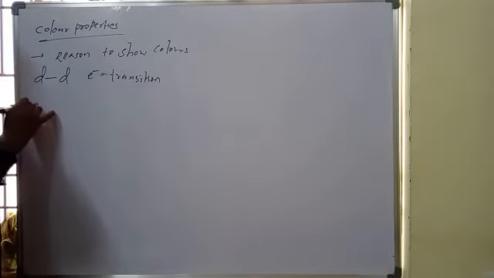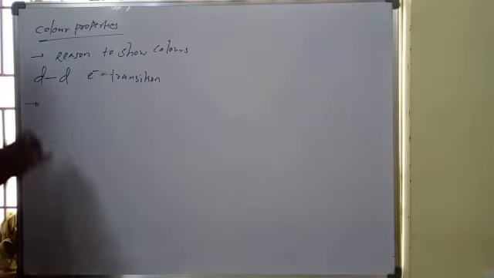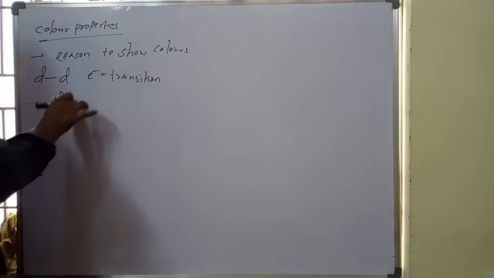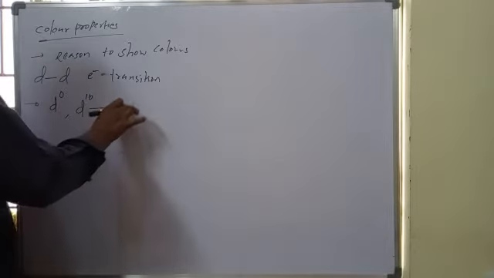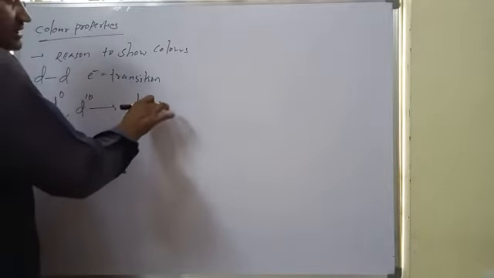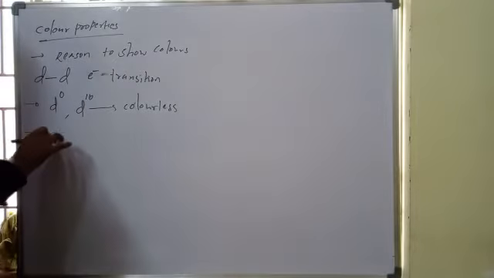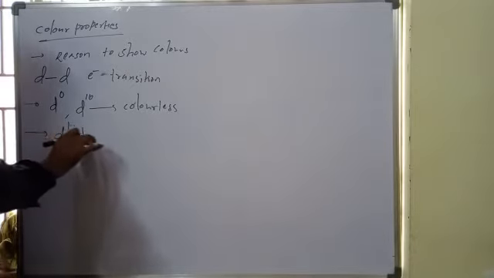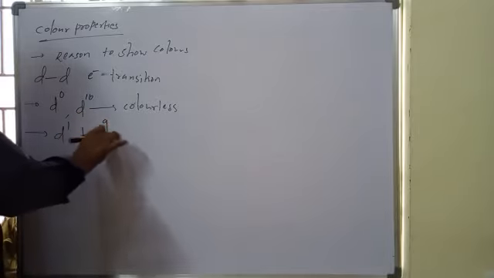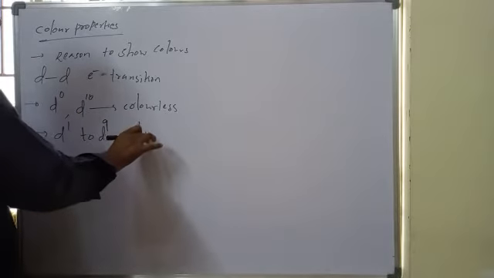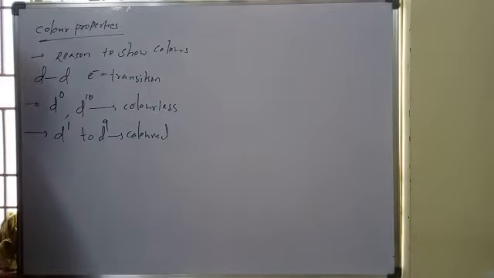So here, if you see, generally d0 and d10 configurations are colorless. D1 to d9 configurations are colored. Okay?